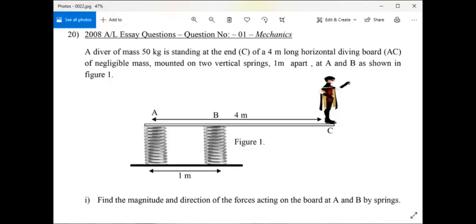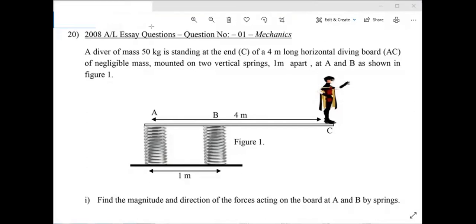Can you see the question? Are you all able to see the question properly? Please tell me whether all of you are able to see the question or not. Can see, sir. Right. Thank you.